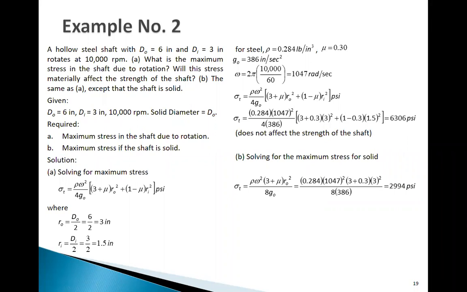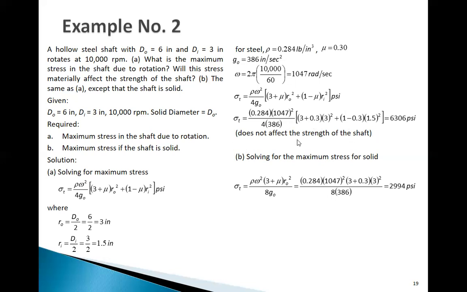So omega is equal to 2 pi times 10,000 over 60. Diba? Convert mo itong RPM to radians per second, 1,047 per second. Sigma t is equal to rho omega squared over 4 over g times 3 plus mu times R sub O squared plus 1 minus mu times R sub I squared in PSI. So sigma t is equal to 0.284 times 1047 squared over 4 over 386 inch each. So this is 3 plus 0.3 times 3 squared plus 1 minus 0.3 times 1.5 squared, which is equal to 6306.